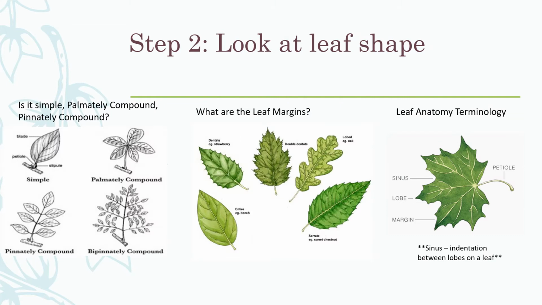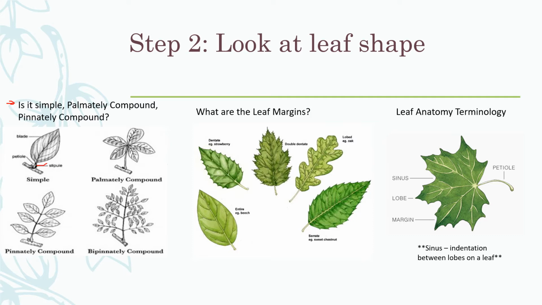Once you've determined if it's opposite or alternate, there's only a certain set of trees that fall within the opposite category and a certain set of trees that fall within the alternate category. So how you hone that down past then is looking at the leaf shape. You want to ask yourself, is it simple? Is it palmately compound or pinnately compound? So what do those things mean?